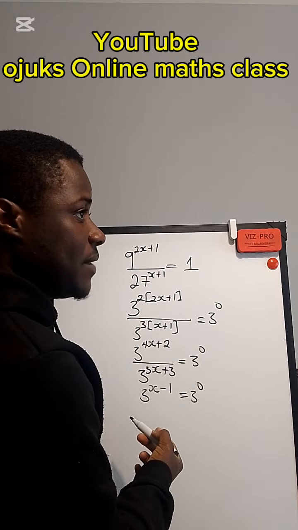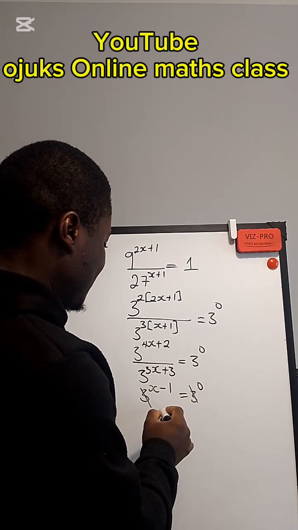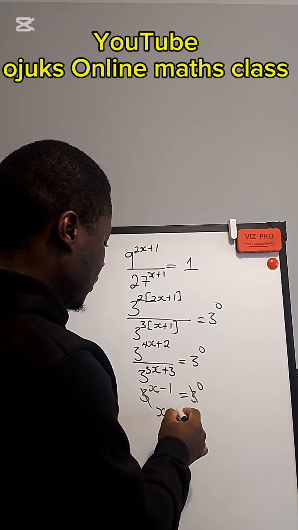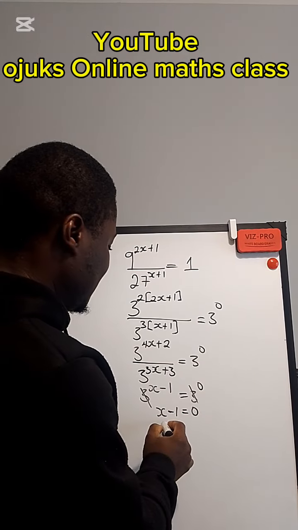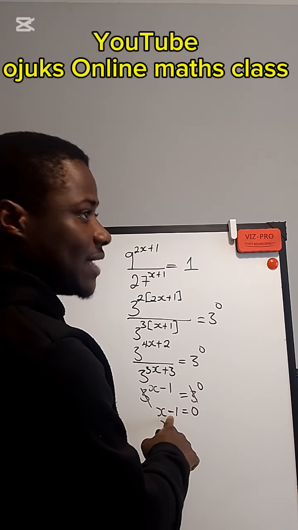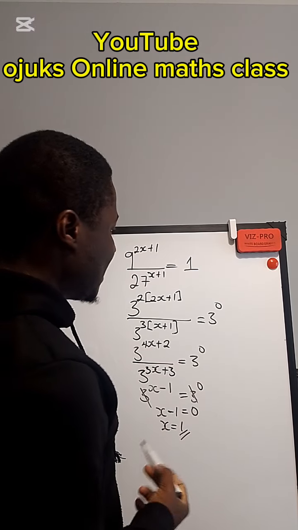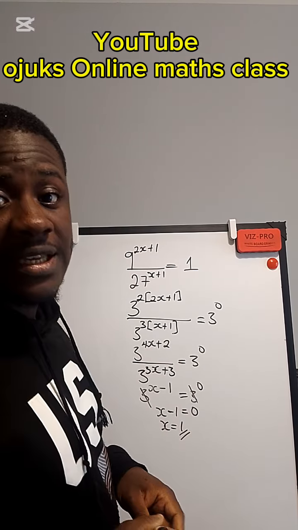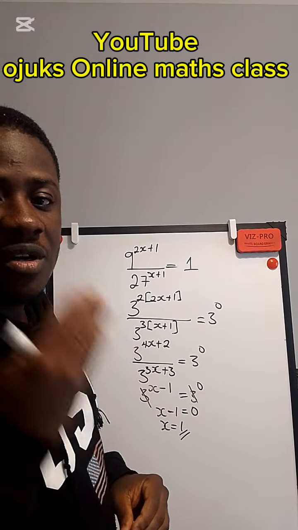Of course, they are the same base. We can do away with their bases and equate powers to have that x minus 1 is equal to 0. And if x minus 1 is equal to 0, that definitely means that x, taking this negative 1 to the other side of the equation, becomes positive 1. So that means x is equal to 1, and this is the value of x that will satisfy the equation on the board. Bye bye.